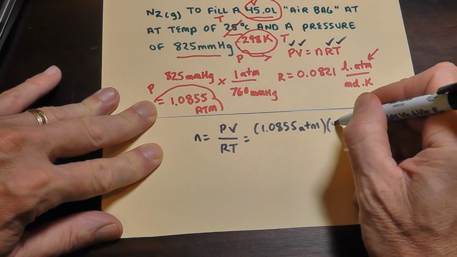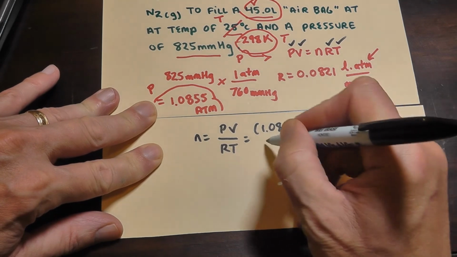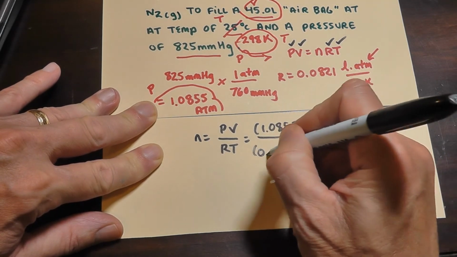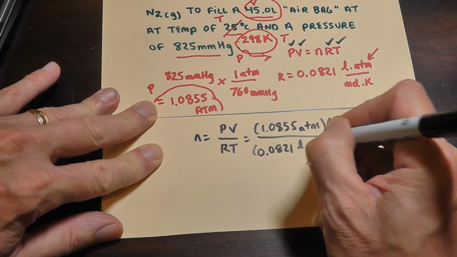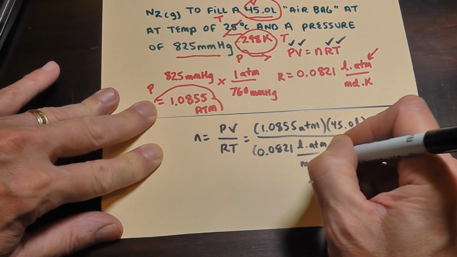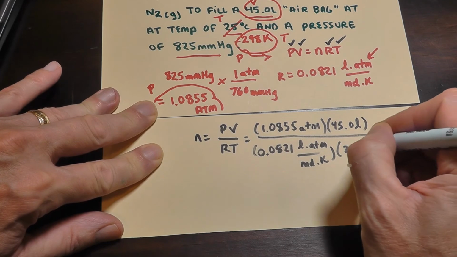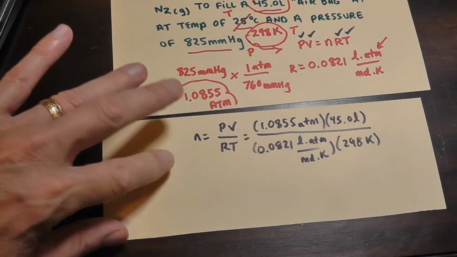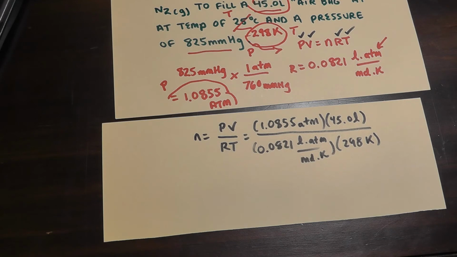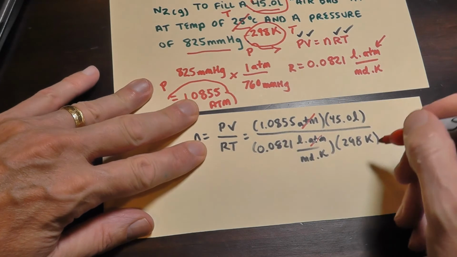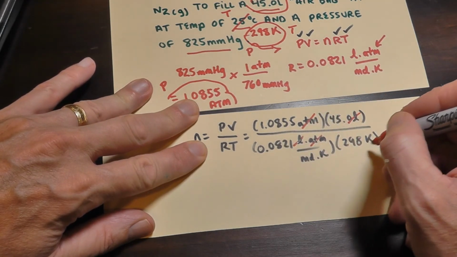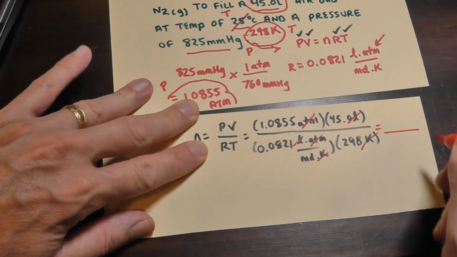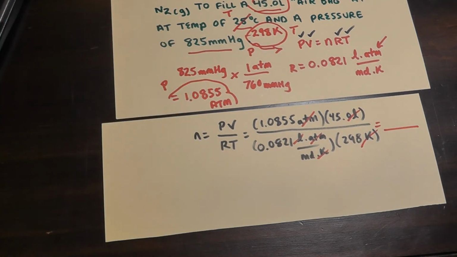So 45 liters was given. 0.0821 liters times atmospheres per mole per Kelvin times 298 Kelvin. You know, don't hurry too fast. Check yourself before you wreck yourself. Atmospheres cancel. That makes sure you have it all set up. Liters cancel and Kelvin cancel. This is going to be in units of moles when we get that number. But after that, we got to see, are we actually answering the question?